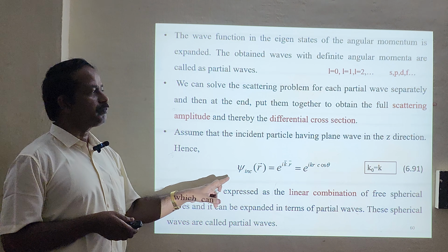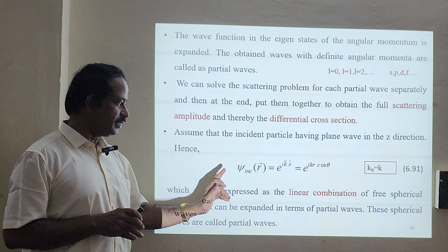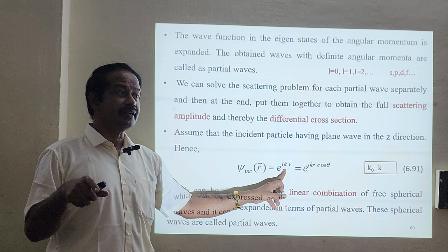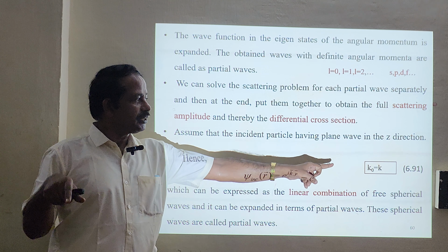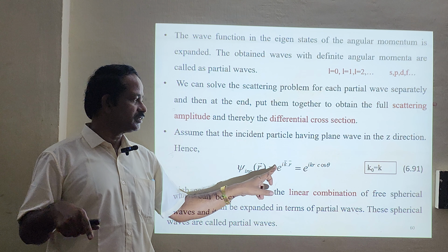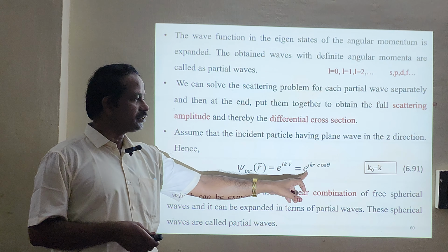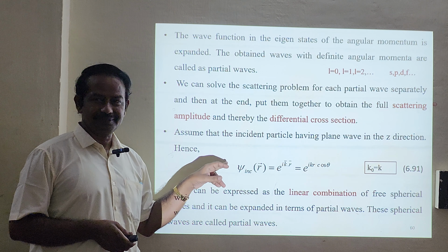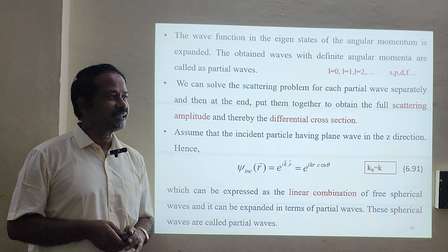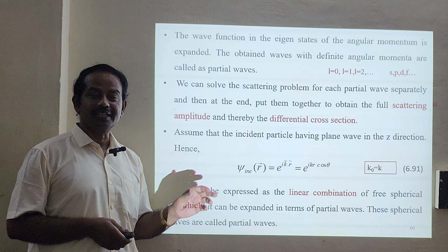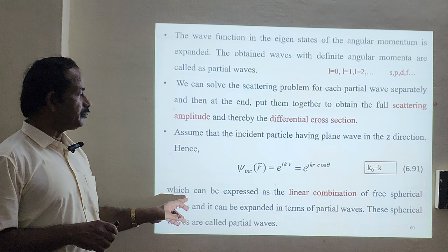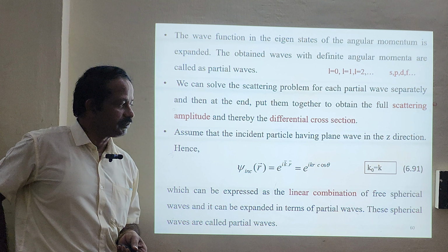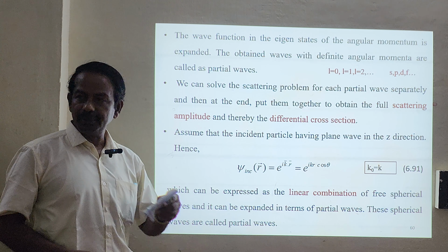Assume that the incident particle is a plane wave in the direction, as we have done earlier. So your psi incident is nothing but e power i k dot r. Usually we will write it as i k naught dot r. But we are going to consider elastic scattering, so k naught will be replaced by k. So e power i k dot r, which is equal to e power i k r cos theta. One thing you can notice is there is no phi here. Correct, because phi is constant, and because we are going to consider only spherical symmetry. So this can be expressed as a linear combination of spherical waves, and it can be expanded in terms of partial waves. These spherical waves are nothing but partial waves.